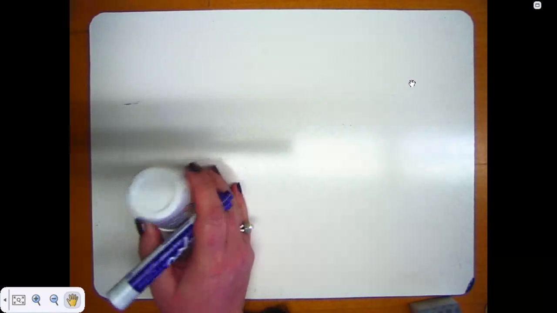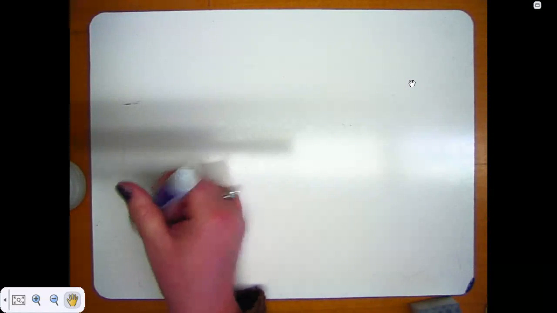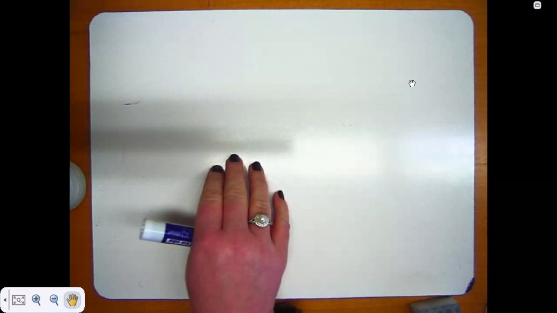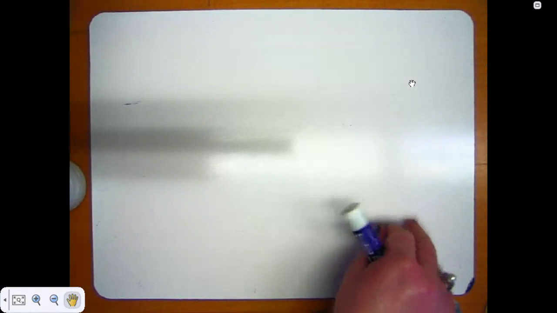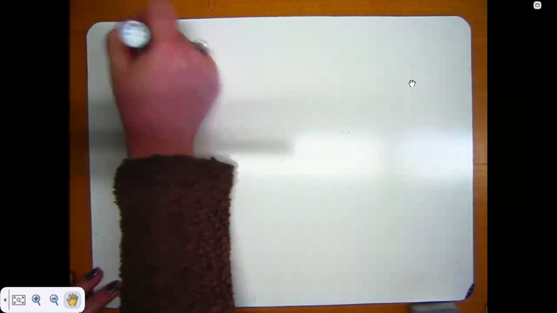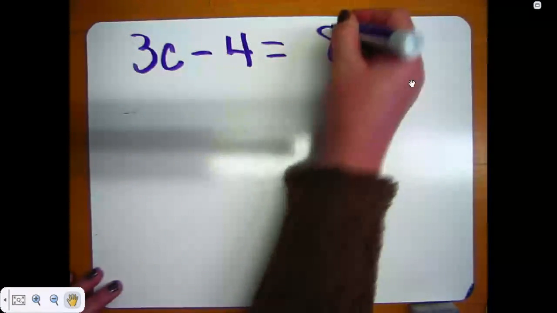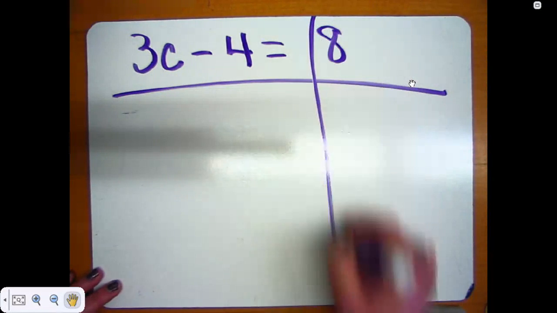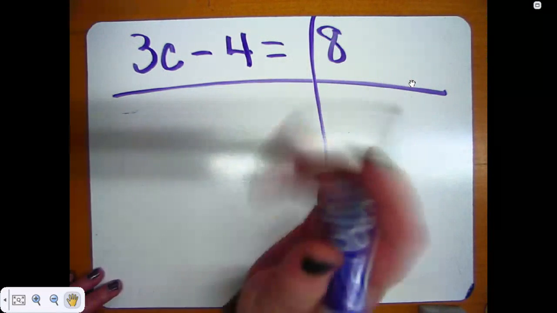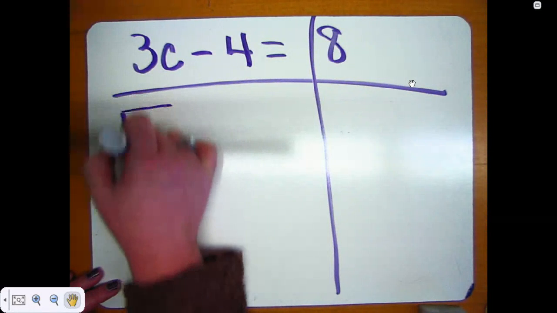I know that the people at home don't have cups. If you had cups at home, you may have used them. If you didn't, you can draw squares and just distribute your counters into your squares. So I will model for you how to do that with squares. Let's say we have 3c minus 4 equals 8. If I didn't have my cups, I would draw squares for the 3c.